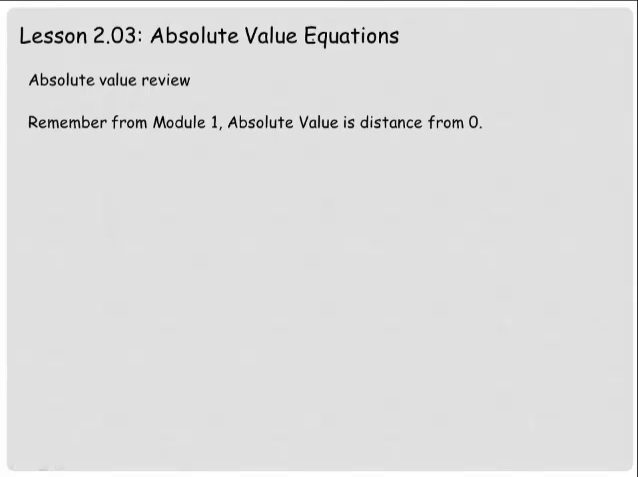Lesson 2-3, absolute value equations. First, let's review absolute value. You may remember that absolute value is the distance from 0. Therefore, it is always positive. Distance cannot be negative.